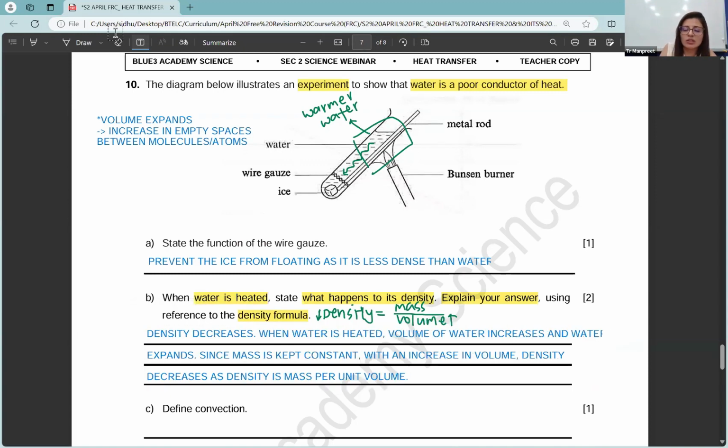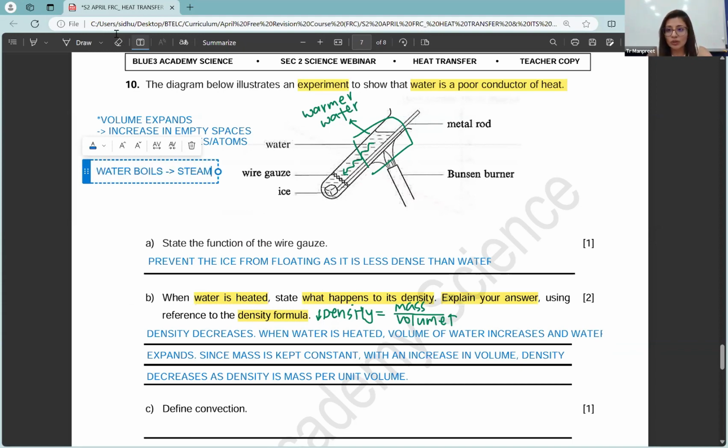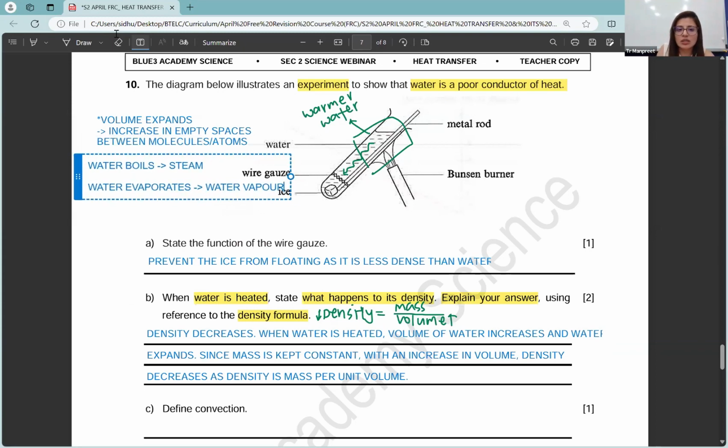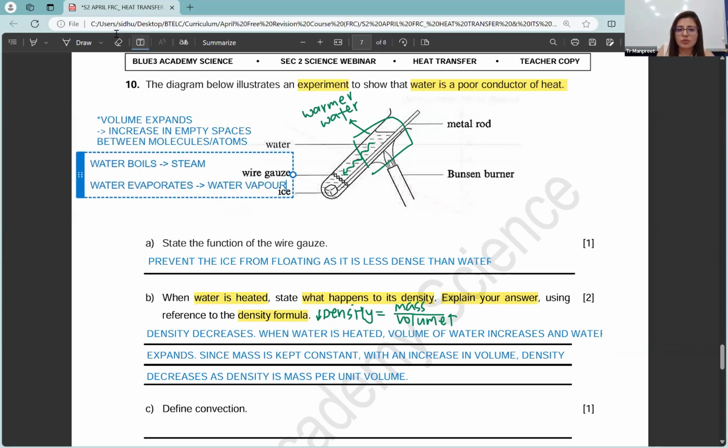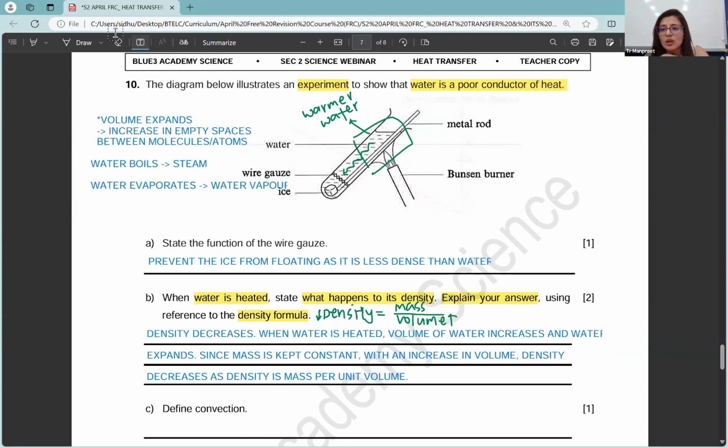Okay, steam, another concept. Now, very important: when water boils, you get steam, not water vapor. When water evaporates, you get water vapor. This is a concept that some students always confuse, but it is good to know. Water boils, you get steam. Water evaporates, you get water vapor.